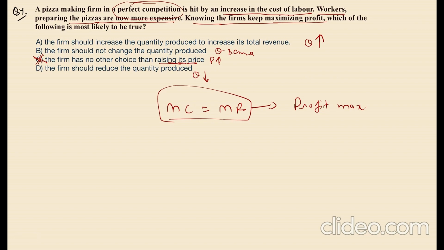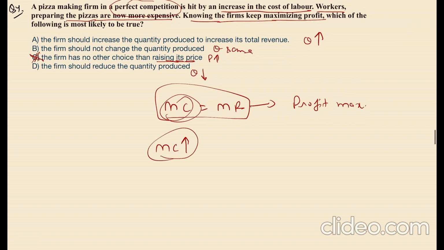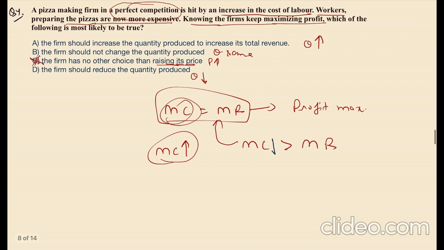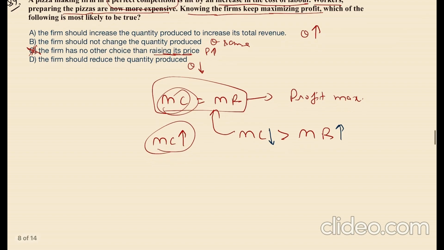So don't you think that if the cost of labor is increasing, your MC will increase, right? Because now the cost of producing one more pizza will increase because of the increase in the cost of labor. Now, if MC increases, then what will happen? The MC will become greater than MR, and this equality will no longer hold. But we know that this firm wants to maximize the profit, so we would like to go back to this equality. How to do this? We have to decrease MC and increase MR, right? If this happens, then again MC and MR can become equal.